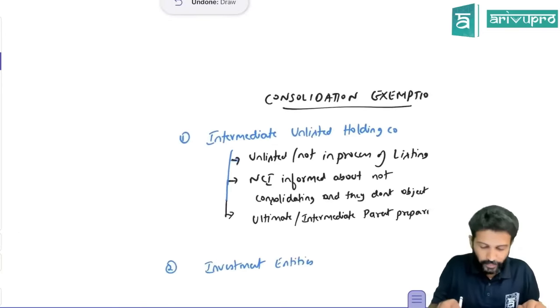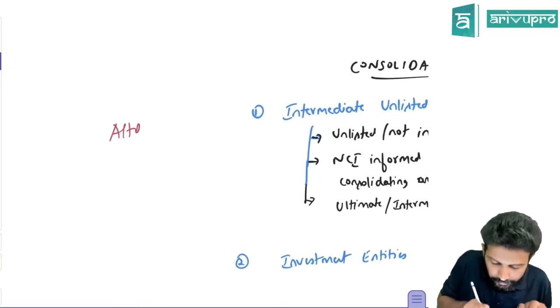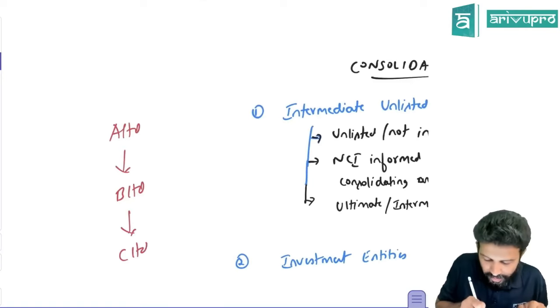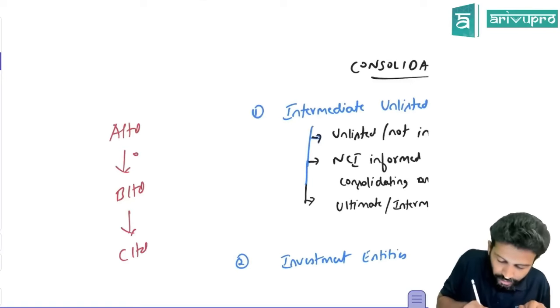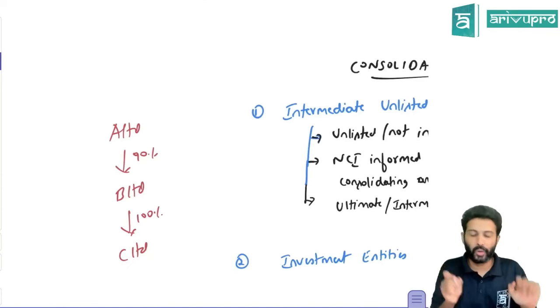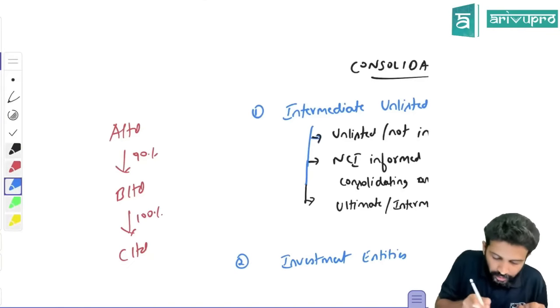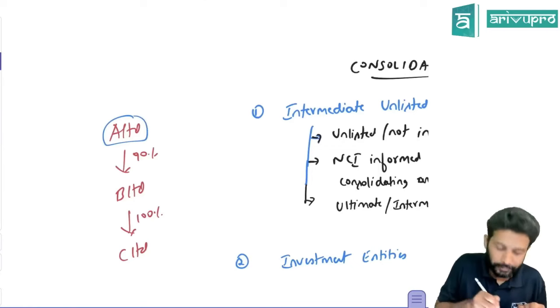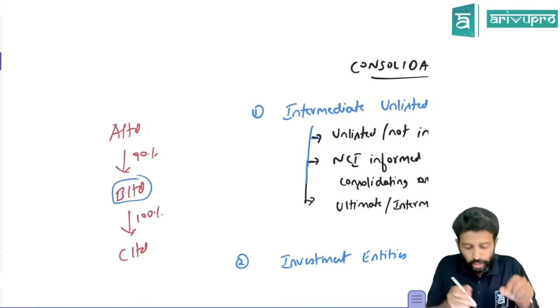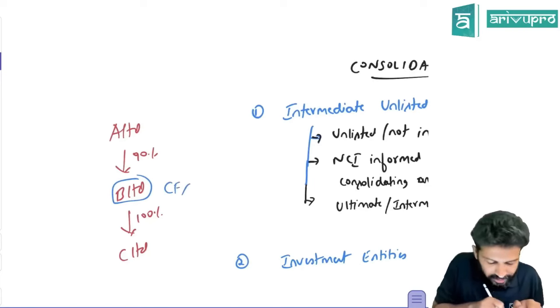What does this mean? Let's say there is A Limited. A Limited has a subsidiary B Limited. B Limited has another subsidiary C Limited. A Limited owns 90% of B. B Limited, let's say, owns 100% of C. Now here, the ultimate parent is A Limited. But we are not talking from A Limited's perspective. We are talking from B Limited's perspective. So B Limited need not prepare CFS.